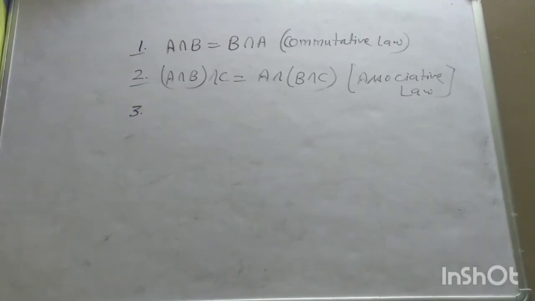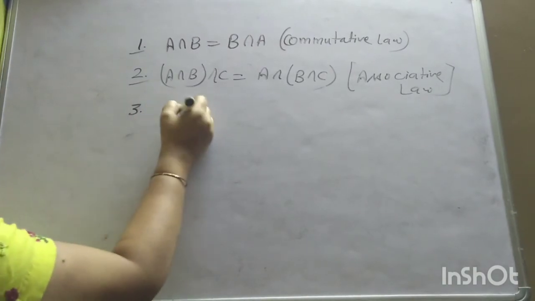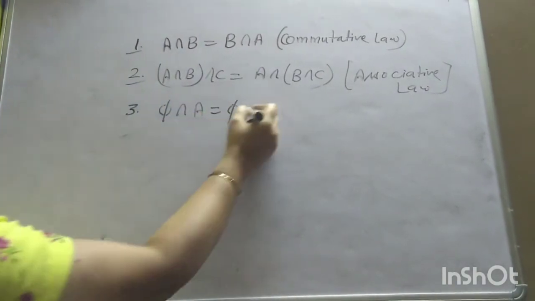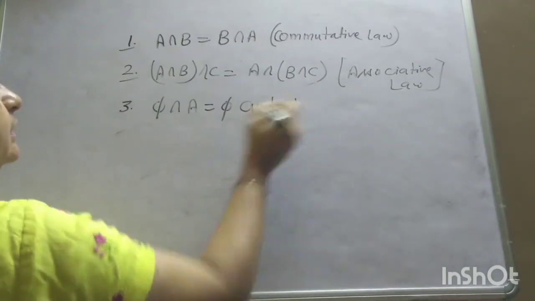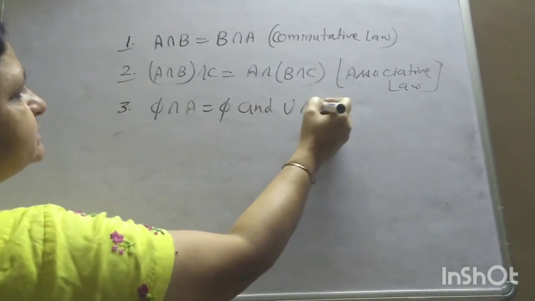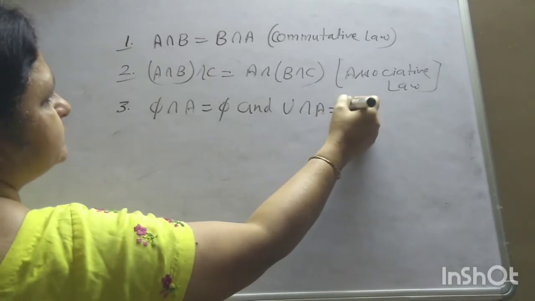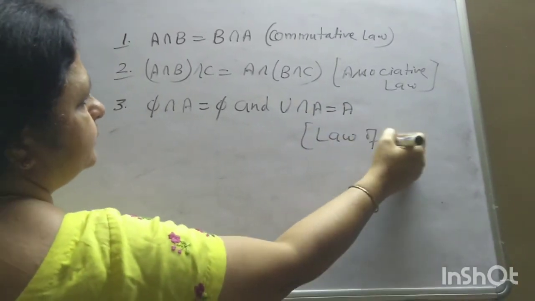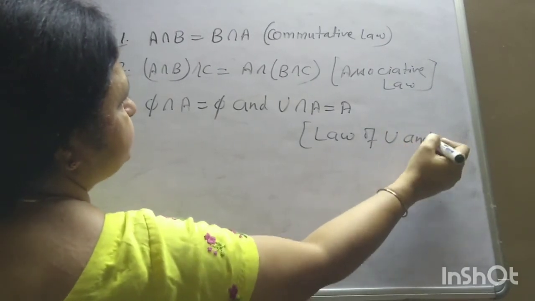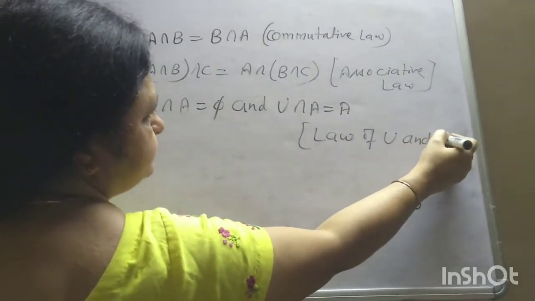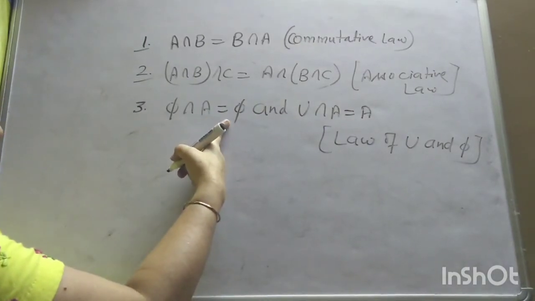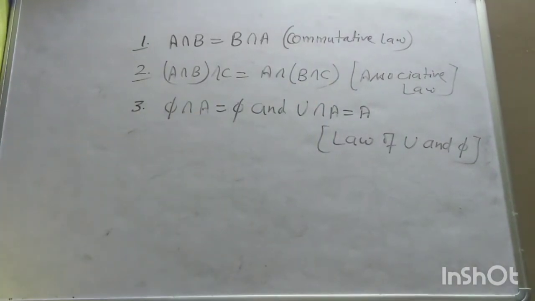Now the next one is phi intersection A is equal to phi, and universal set intersection A is equal to A. These are the law of union and phi. This is the law of phi and this is the law of union.